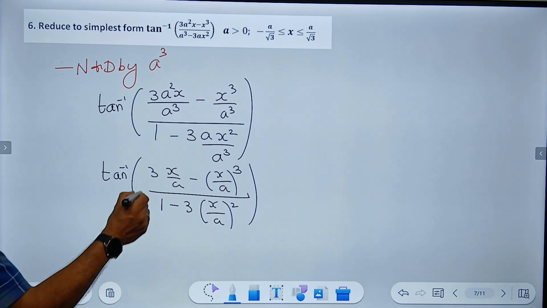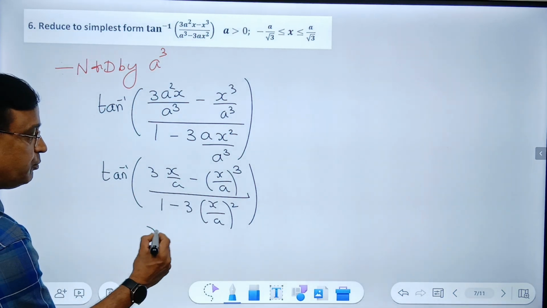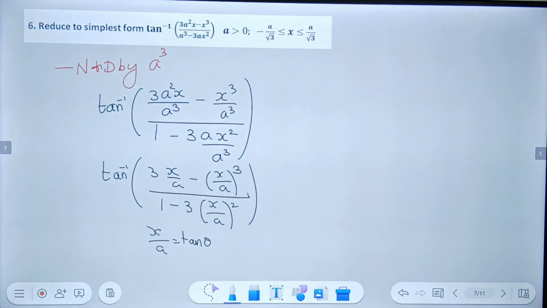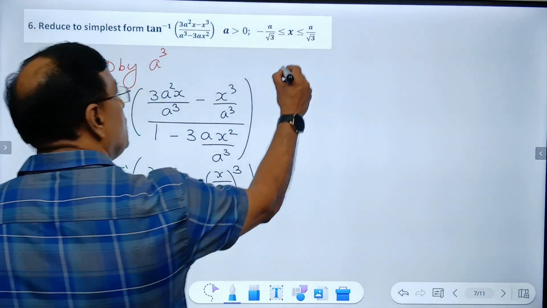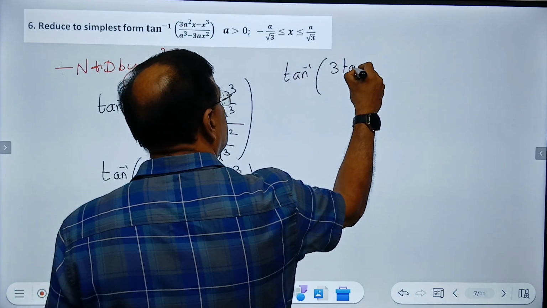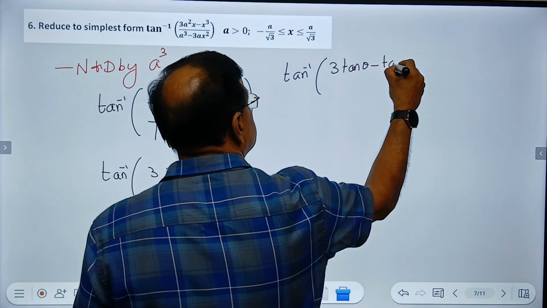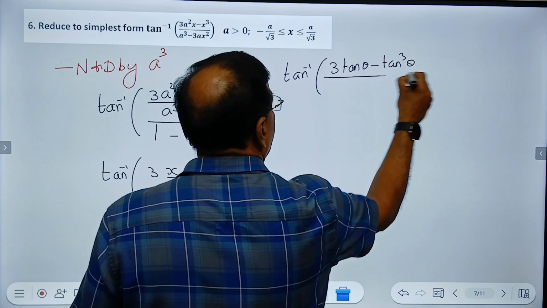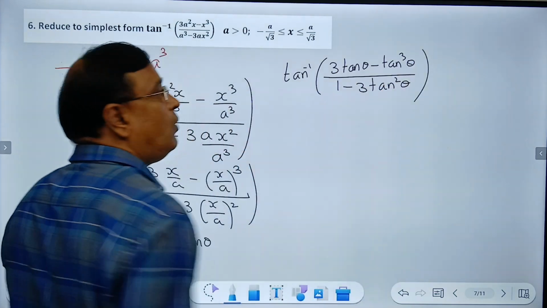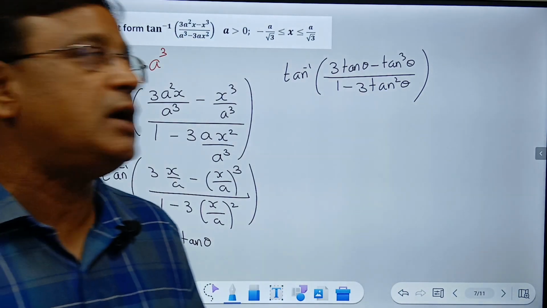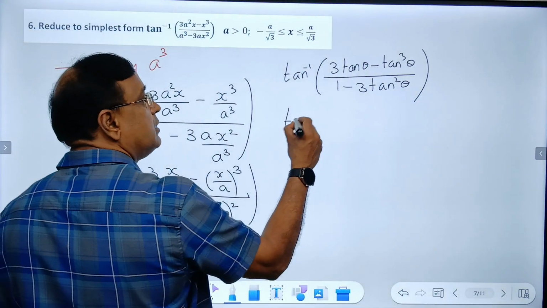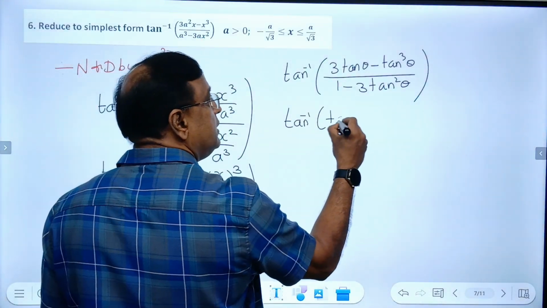Now what I do, I can see a pattern here. I will put x by a as tan theta. When I put x by a as tan theta, you come across a very familiar formula in trigonometry. 3 tan theta minus tan cube theta by 1 minus 3 tan square theta. What is that? It is nothing but tan 3 theta.